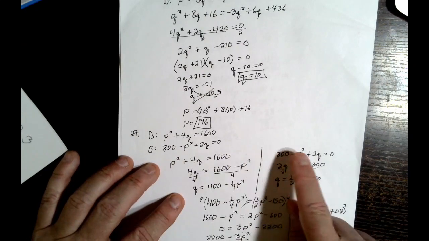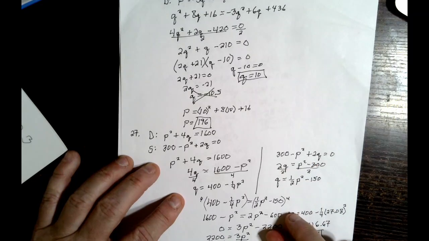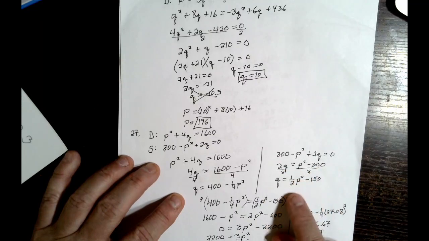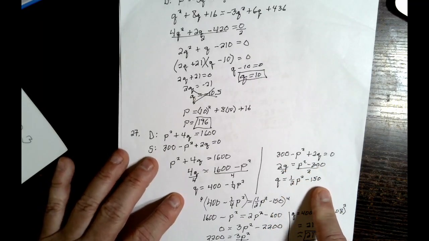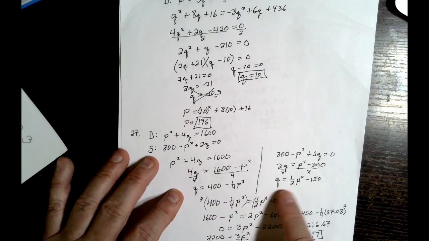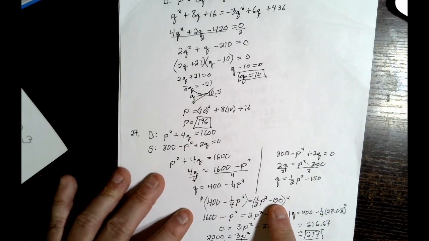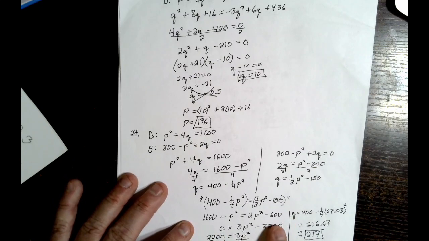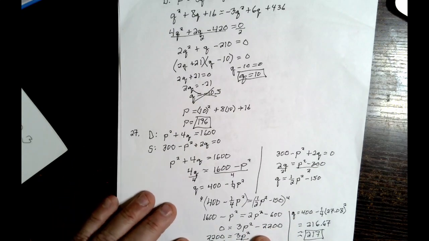And then for supply, I got this here, and I move the P and the 300 to the other side. Then I divide it by 2, and I get this guy. So now I got Q equals this and Q equals that, and I can set them equal to each other. I get rid of fractions by multiplying by 4. Throw everything to one side.